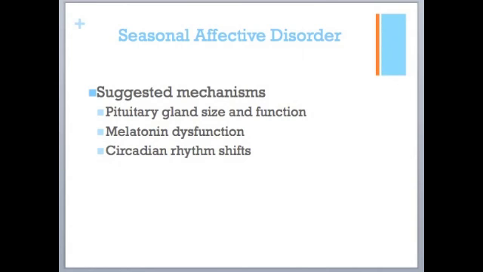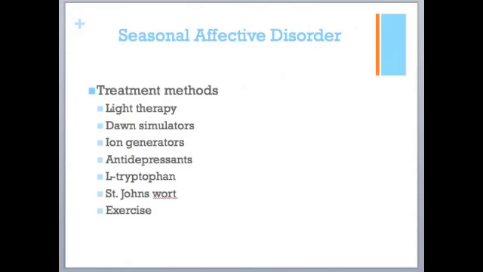Suggested mechanisms for the development of SAD include pituitary gland size and function, melatonin dysfunction, and circadian rhythm shifts. The pituitary gland regulates the production of melatonin, which helps regulate sleep. Because the sun regulates pituitary gland function, when the amount of daylight decreases, such as in the wintertime, the pituitary gland may not be producing the right amount of melatonin in some people. Circadian rhythm shifts will be discussed shortly.